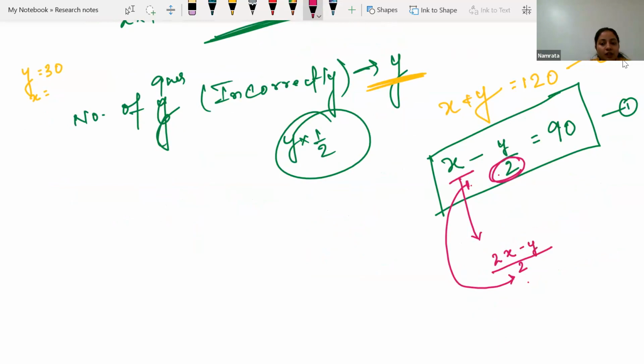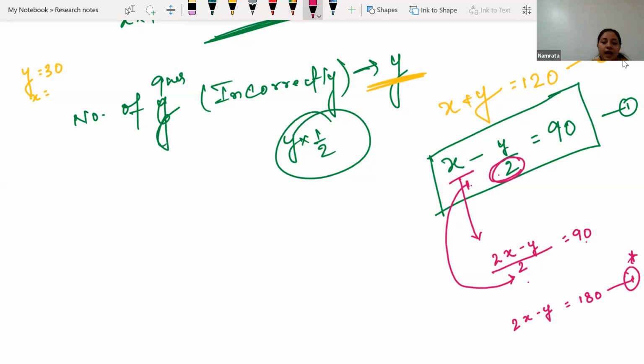Minus y, because already the denominator is 2, is equals to 90. After that, we will be having twice x minus y. Crisscross multiplication: if we do it over here, this 2 will go on the other side. Can you tell me what we will be having on the right hand side? 180. Perfect. Now you can see the customized version of equation 1. This is equation 1 star, or you can just write it as equation 3. A new name we can give to this equation.